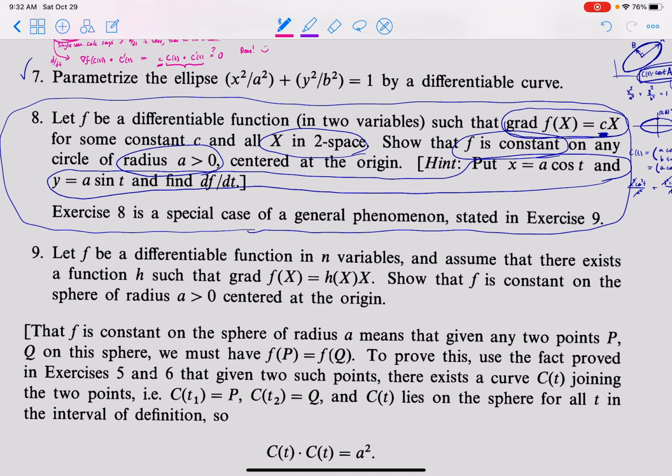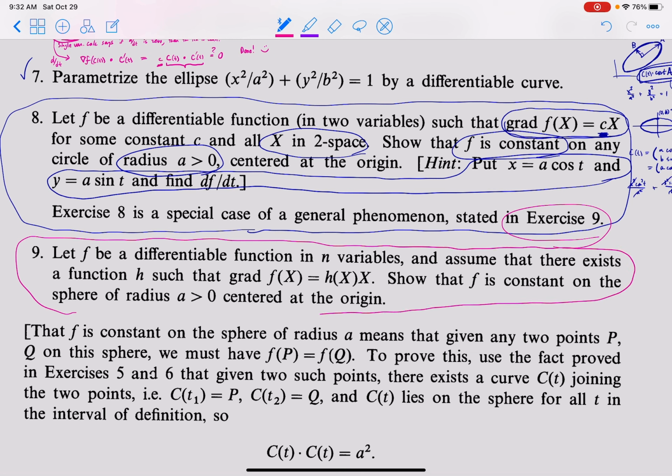Exercise 8 is a special case of exercise 9. Let f be a differentiable function in any dimension, and assume that there's some function h so that the gradient is equal to just basically some number times that actual point. Okay, so it's oriented outward from the origin.